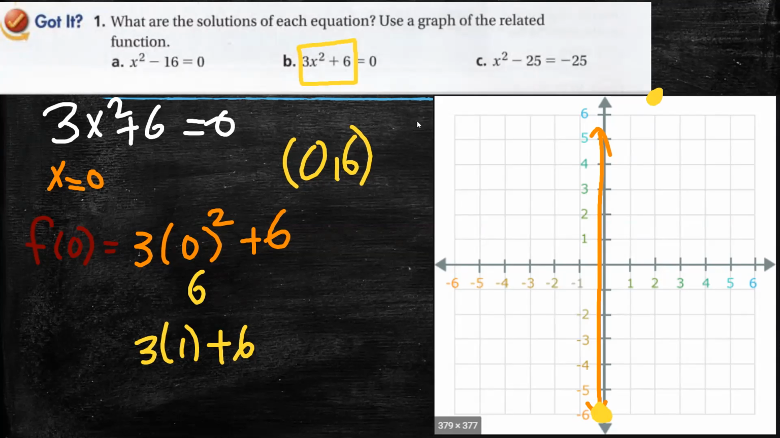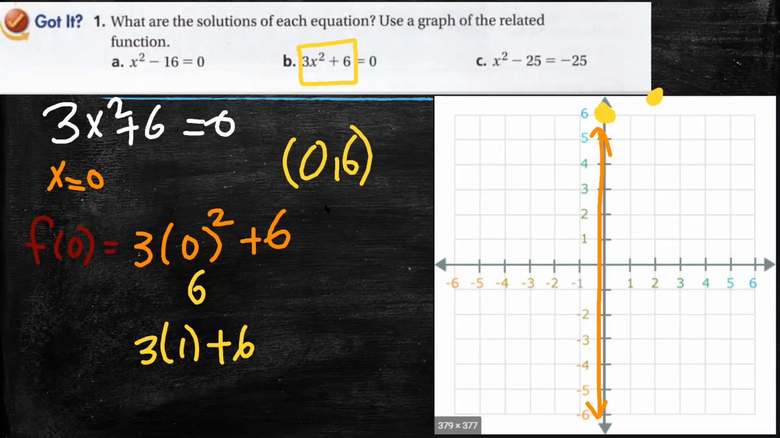Teacher, the 0 is what? Ah, I made something wrong here. It is not 0, -6. It's 0, 6. Sorry, here it is 0, 6. I put it as negative 6. Okay, it has to be here.